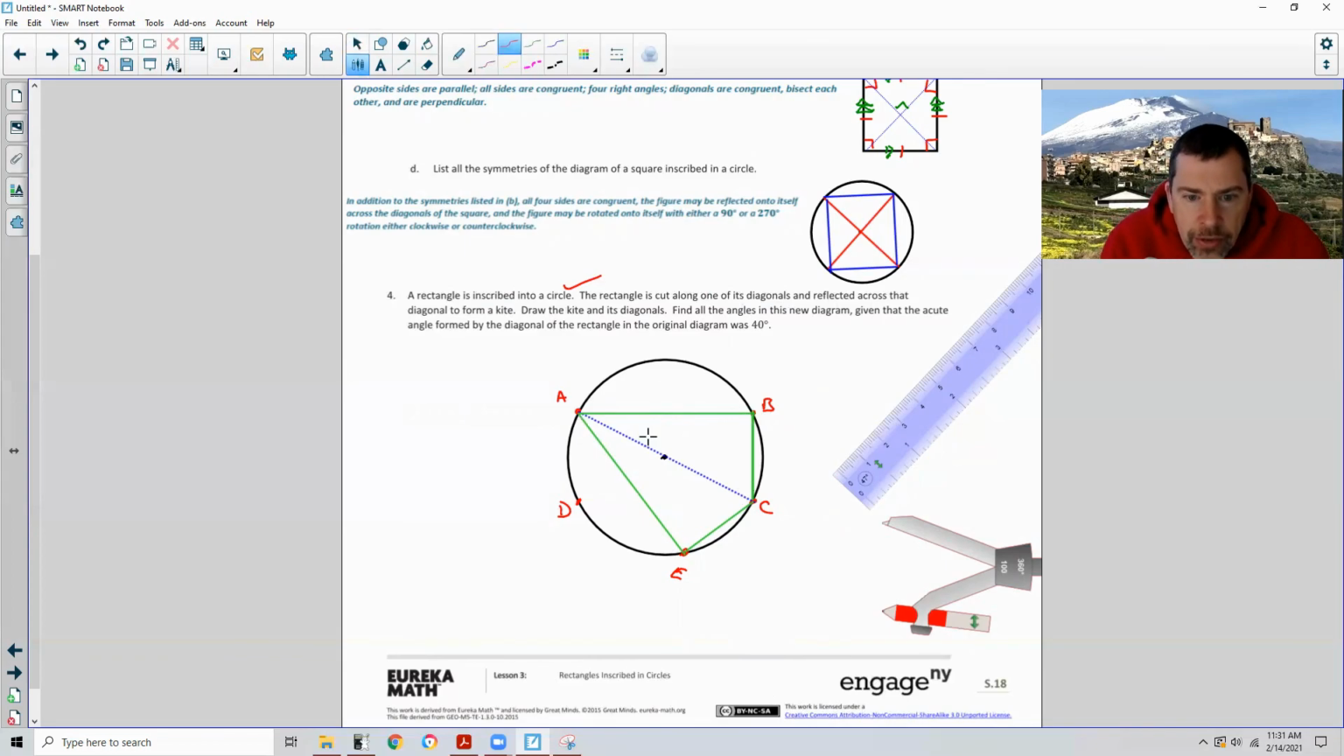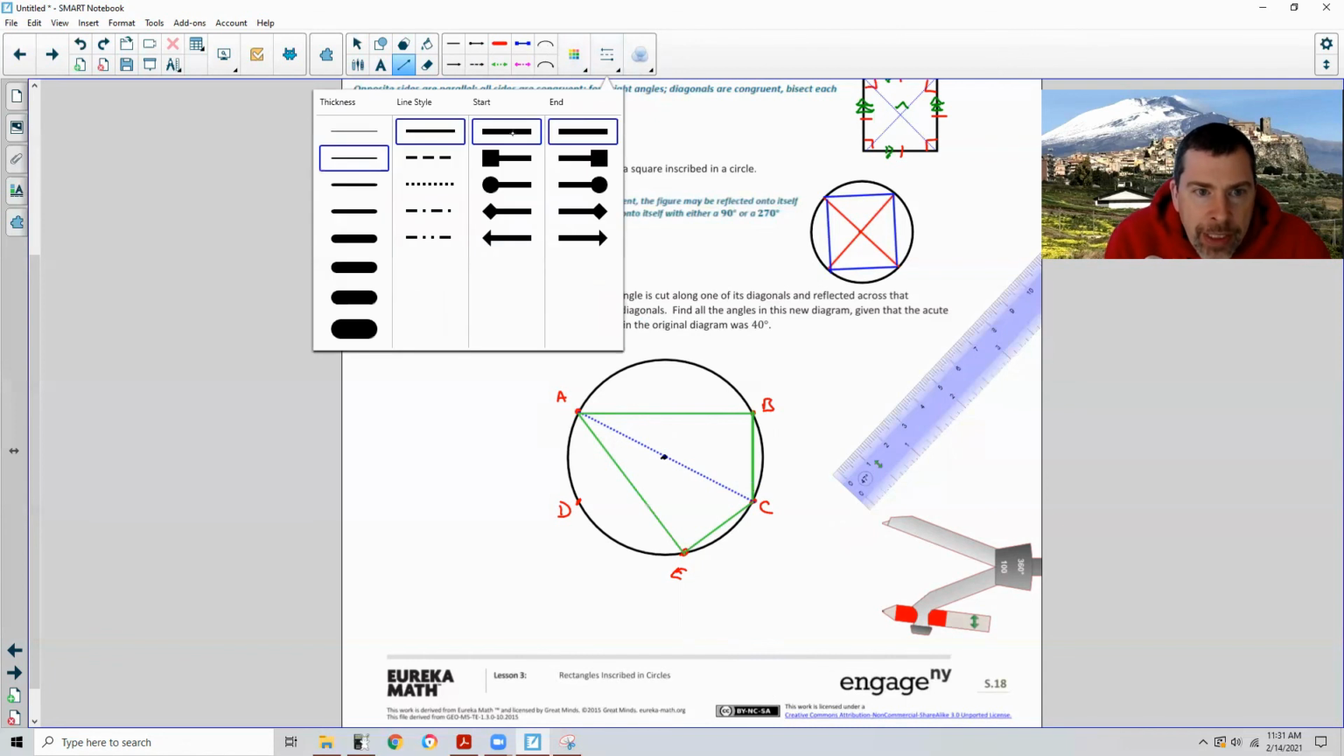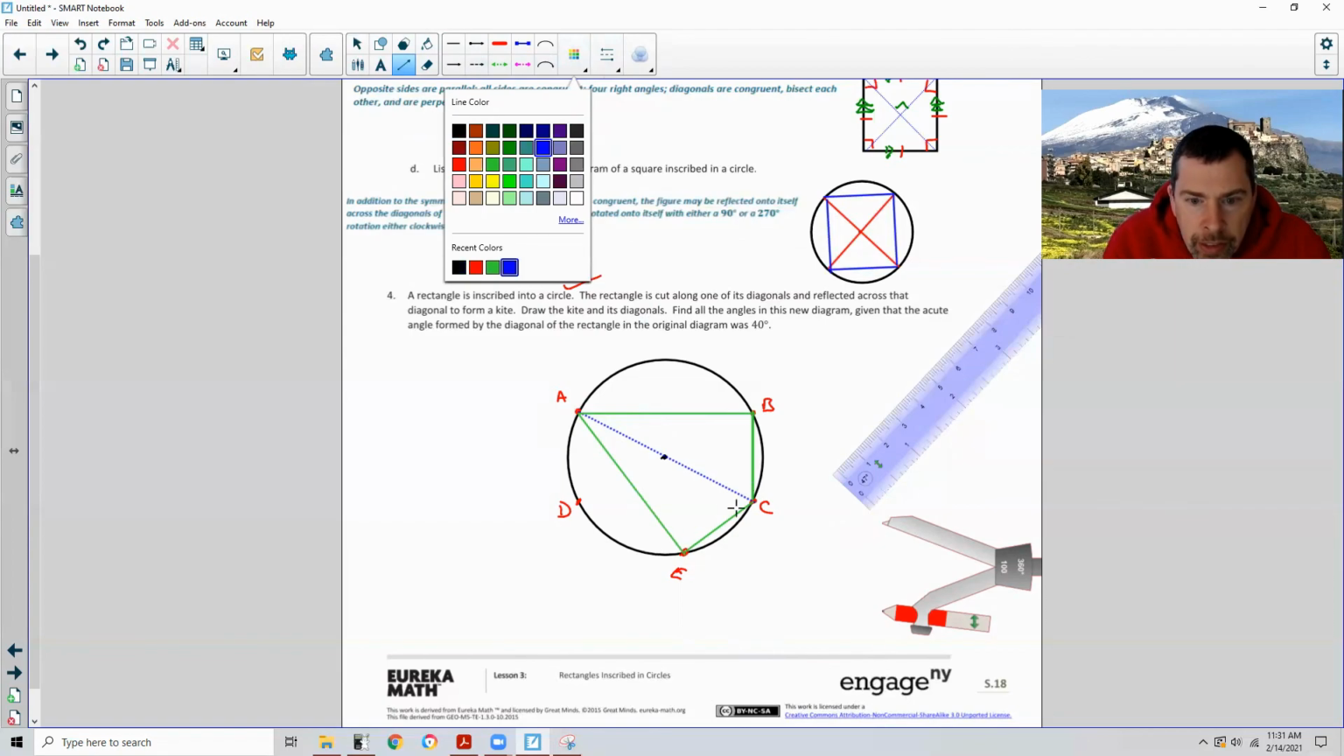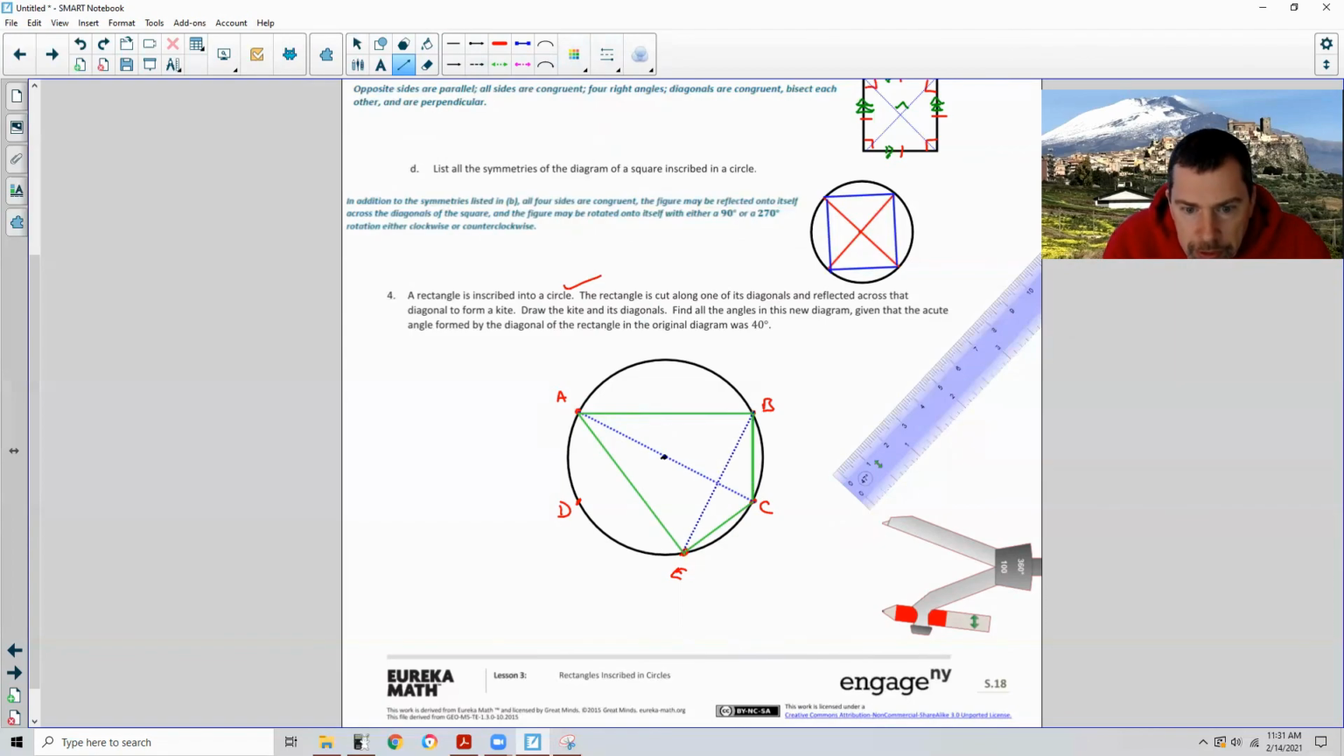Draw the kite and its diagonals. Okay, so that first diagonal was already drawn. So the long diagonal was the diagonal of our rectangle originally. And now I just need to draw the BE segment. So choose line segment, dashed, not so thick, and let's do blue again, and we're going to draw a segment from B to E. So there's my kite. Find all the angles in the new diagram, given that the acute angle formed by the diagonal of the rectangle of the original diagram was 40 degrees.